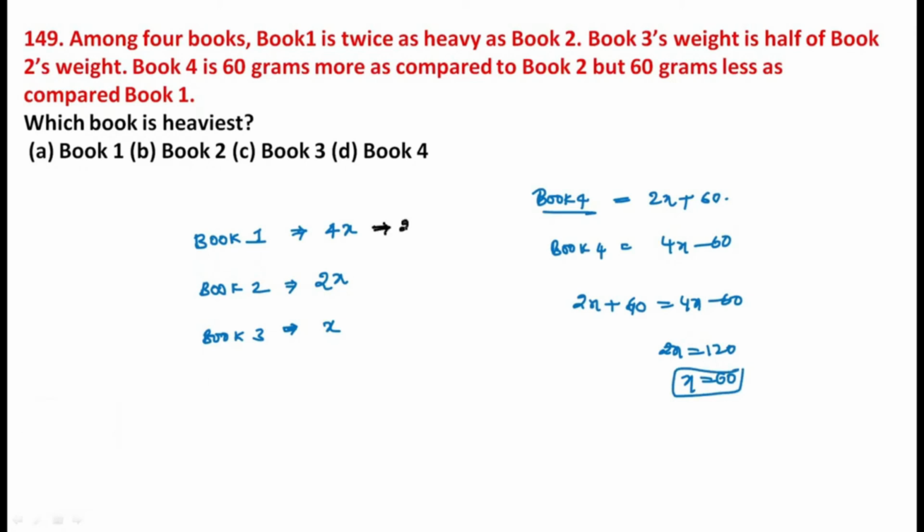6 fours are 240, so 2 times the value is 120, and the x value becomes 60. Now book 4's value is 2 times 60, which is 120, and 120 plus 60 is equal to 180. You can get the entire information through comparison. Now the question is, which book is the heaviest? You can conclude directly that book 1 is the heaviest.